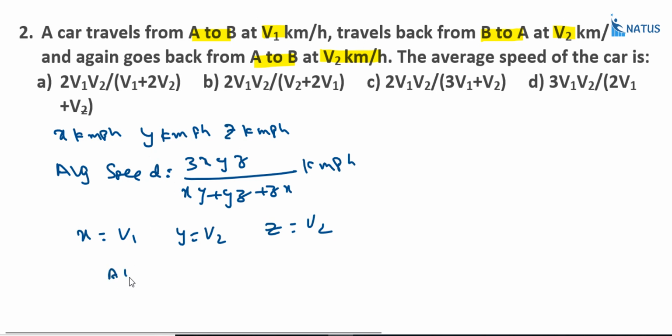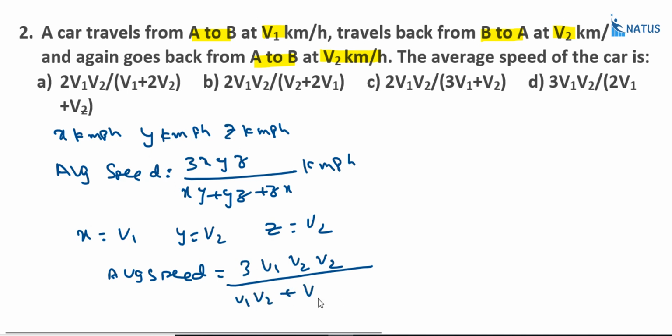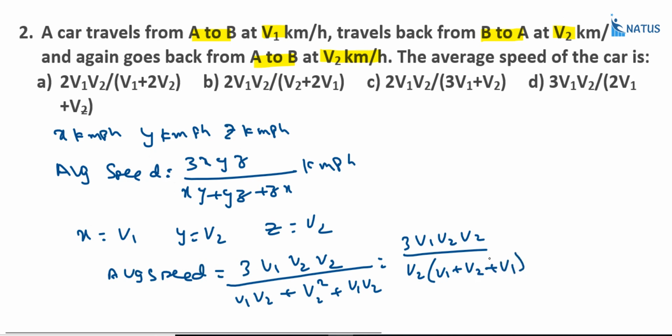Now, what is the average speed? Average speed is equal to 3xyz divided by xy plus yz plus zx, that is equal to 3 into v1 v2 v2 divided by v1 v2 plus v2 square plus v1 v2, right? So this is equal to 3 v1 v2 v2 divided by v2 common, now v2 into (v1 plus v2 plus v1), right?